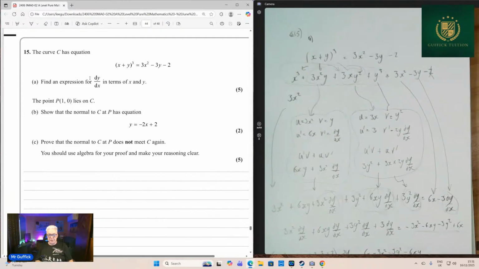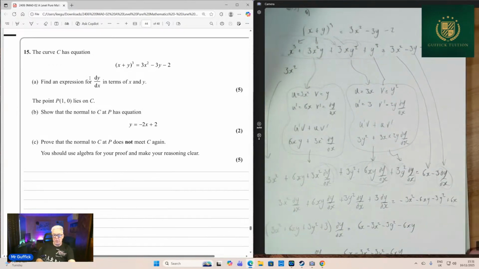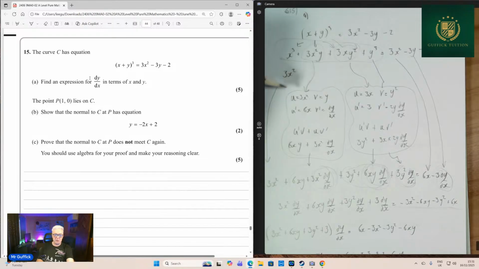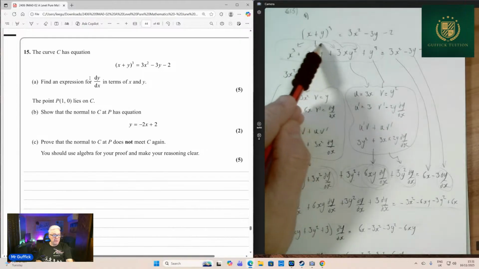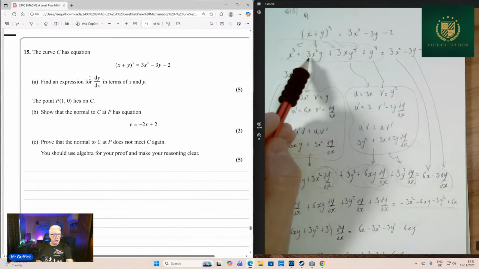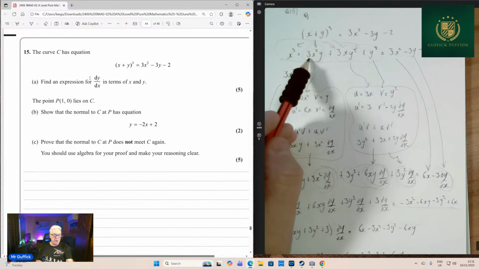So let's think what's going to happen when we differentiate these various bits of this equation. Well, the x cubed, that's nice. That's just going to go to 3x squared, no problem. This bit, 3x squared y. Now, hopefully you're saying to yourself, that's going to be the product rule. And if you are saying that, you are correct. So the product rule is going to be used to differentiate this.